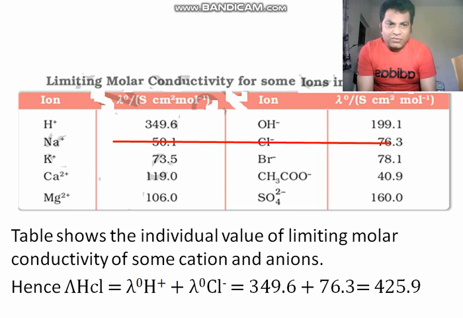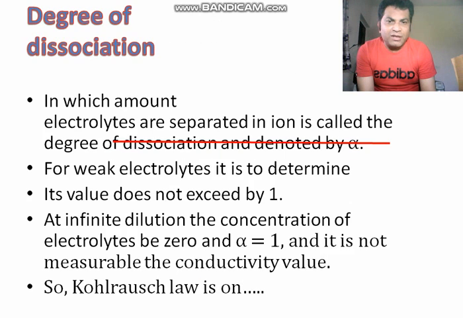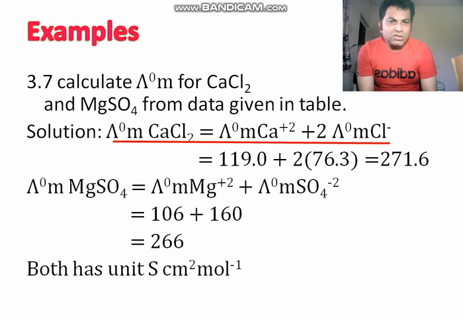તો Ca plus 2 ની વેલ્યુ અહીંયા કેટલું છે? Ca plus 2 119 અને Cl minus 76.3. So this value we will put here. Okay. So 119 and 76.3. Do the calculation. This is very simple answer.